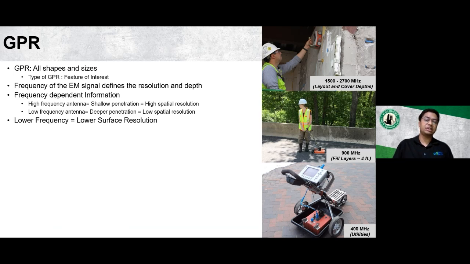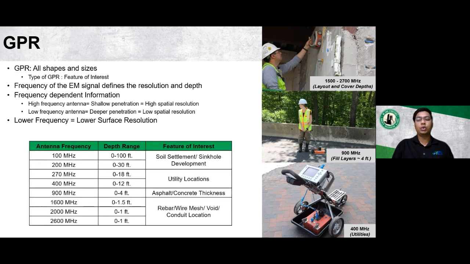and near surface targets. And here is a table showing the antenna frequency, the approximate range of penetration, and the typical application that antenna is used for. And you can see that the higher frequency antennas are used to investigate shallower features like rebar depth or spacing, and maybe the presence of subsurface conduits or something like that. Whereas the low frequency antennas are typically used to detect soil settlements or for locating utilities.